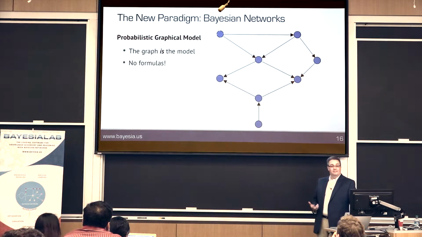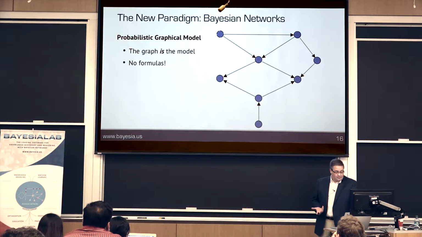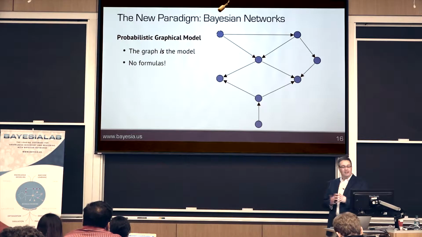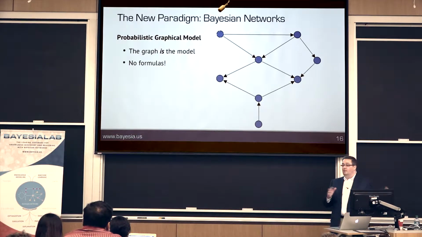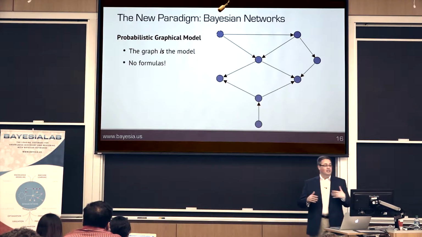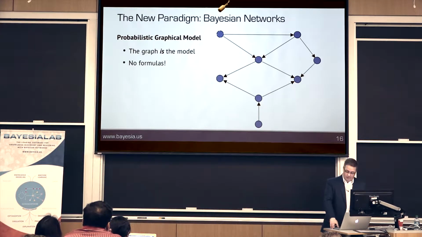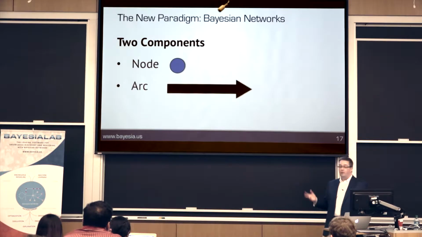So what exactly is a Bayesian network? I've just talked about so far what you can do with it, but what is it? Well, it's a graph. The graph is the model. In a Bayesian network, there are no formulas, there are no functions. What you have are just two very simple components.